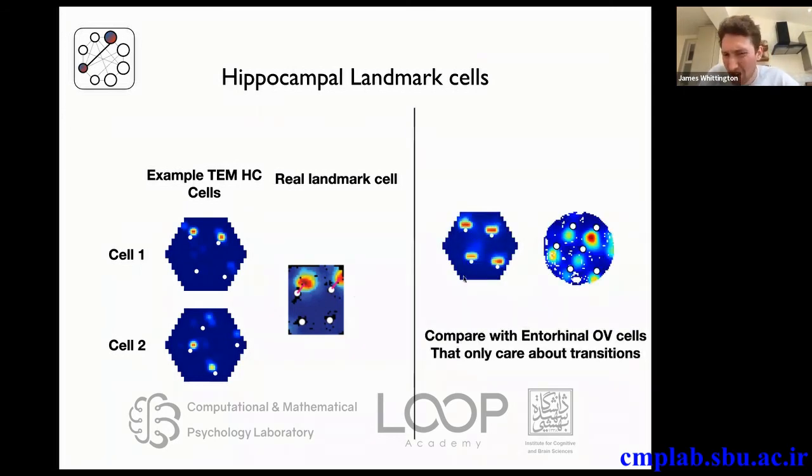And we should again compare these hippocampal cells to these entorhinal cells, where entorhinal cells generalize to every object because they care about transitions, and transitions around each object are the same, whereas these things, because they're conjunctions, don't necessarily respond the same to each object.